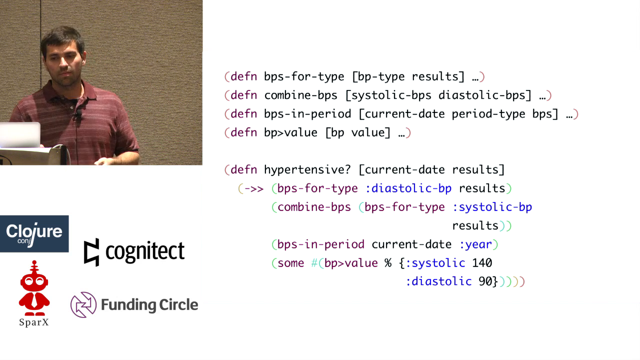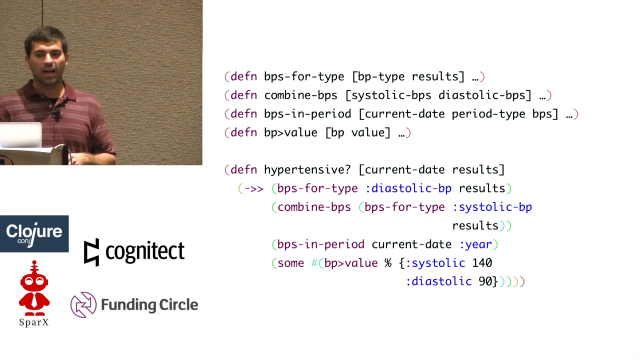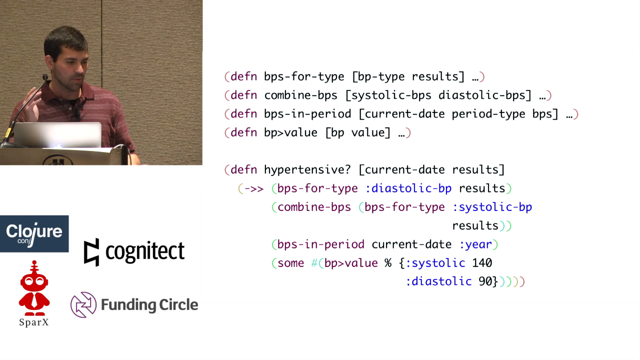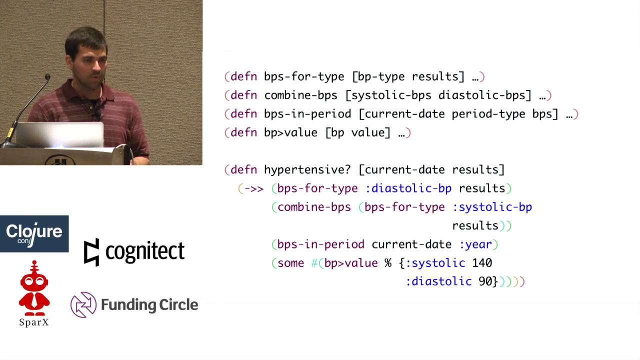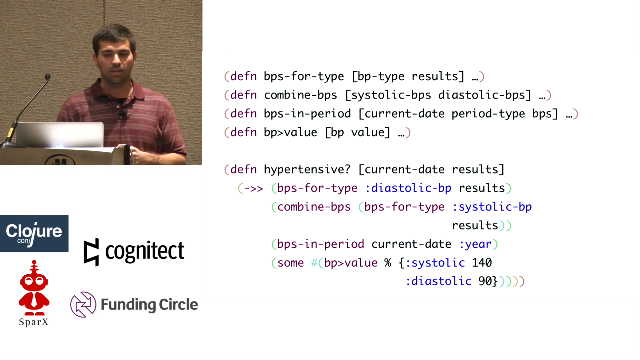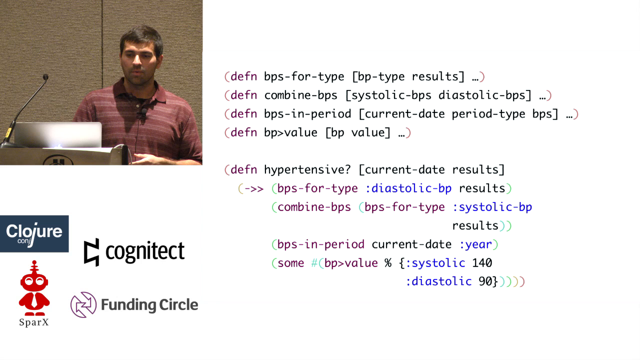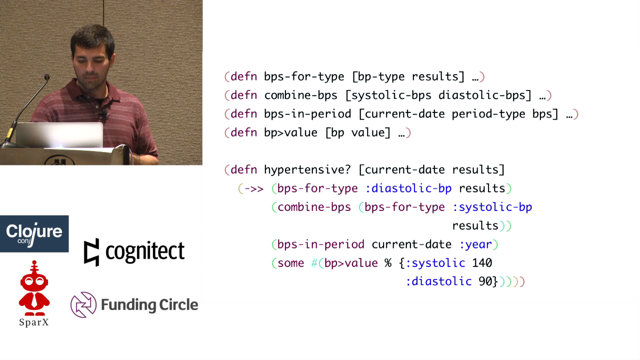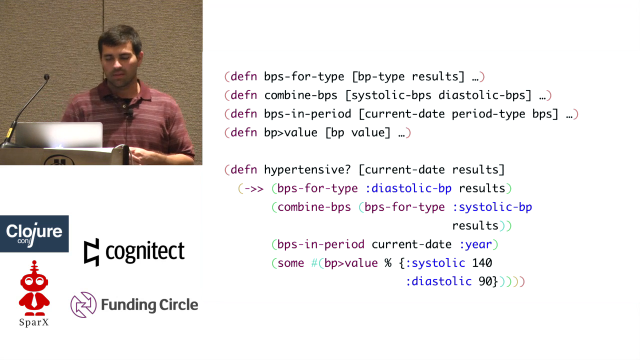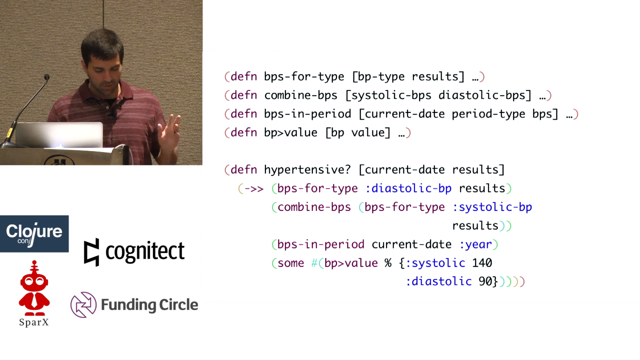But then the hypertensive function actually implements the logic, just threading them all together. That's pretty common. You have all these simple composable pieces, and you compose them together to deal with your problem. So the only thing that's interesting at the end is we just look for one that has a value greater than 140 over 90, which was our original problem. So this is straightforward, and this doesn't require any further thought, really.